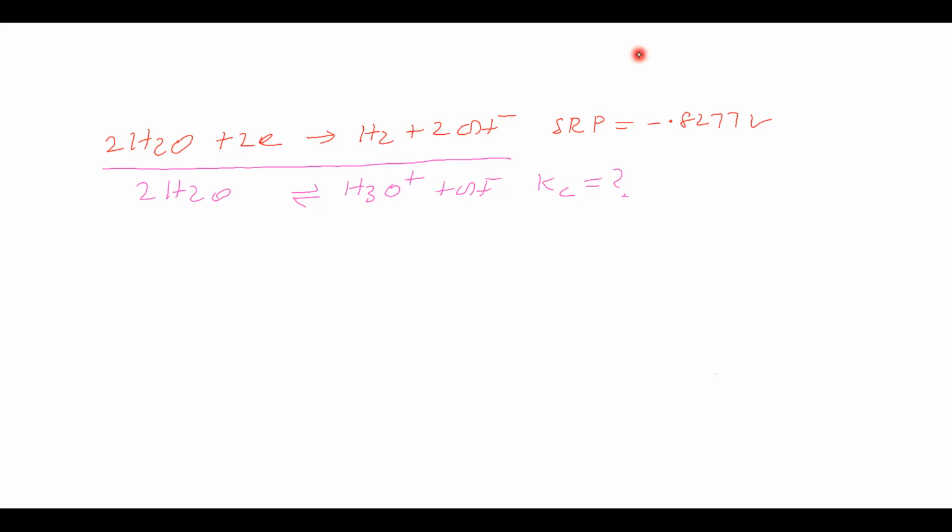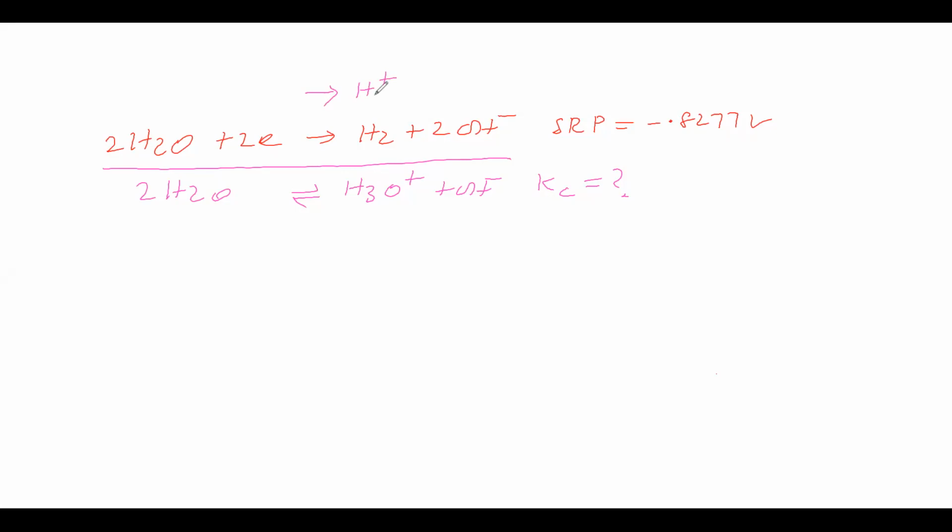Now here OH minus is there, here also OH minus is there. In the required equation, OH minus is there on the right side. In the given half reaction also, OH minus is there on the right side. Next, in the required equation, H3O plus is there on the right side. In the given half reaction, H3O plus is not there. Therefore, we have to take another half reaction in which H3O plus should be on the right side.